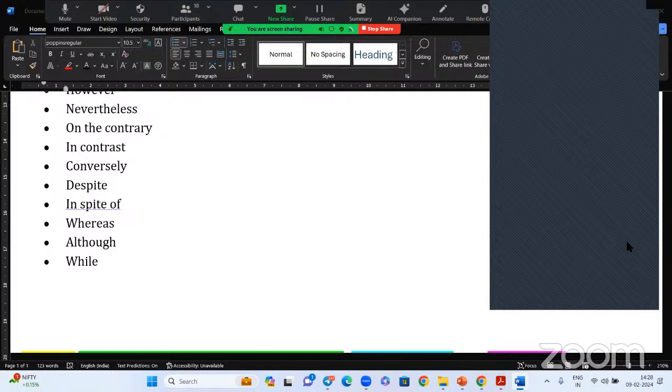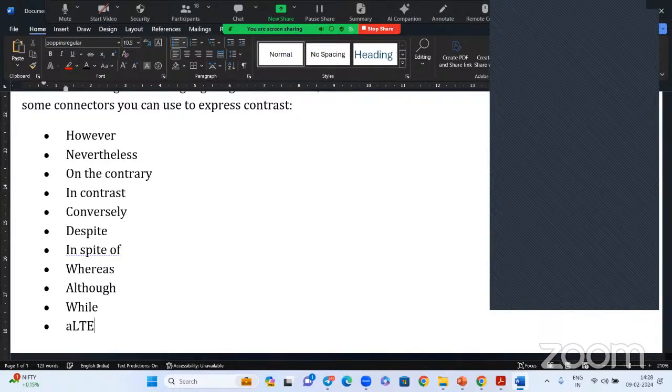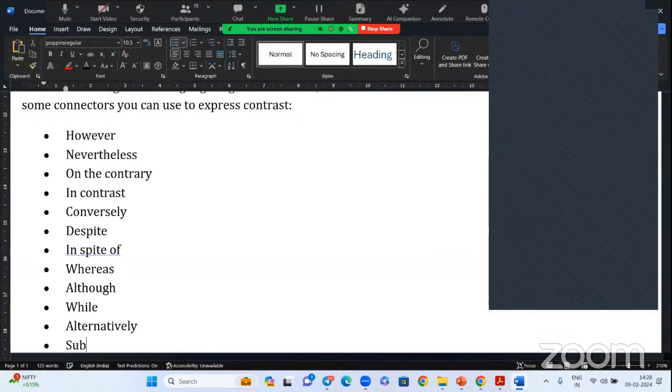Now, conversely, alternatively, another word is alternatively. You can use another word. I'm adding this one, which is not there here. Alternatively, in substitution. Many other words, so don't think these are the only words. Substitution, alternatively, in substitution, a lot of conglomerations are there you can use.